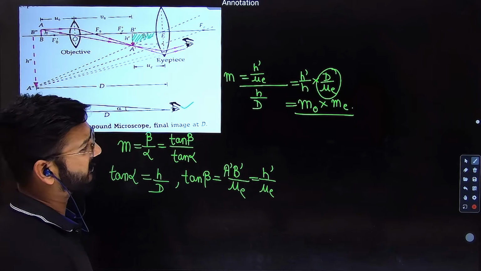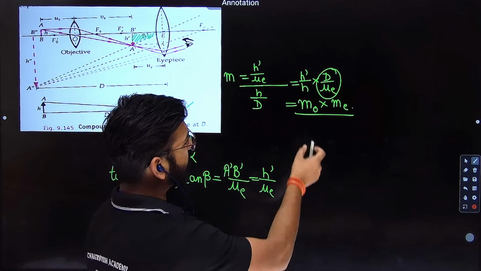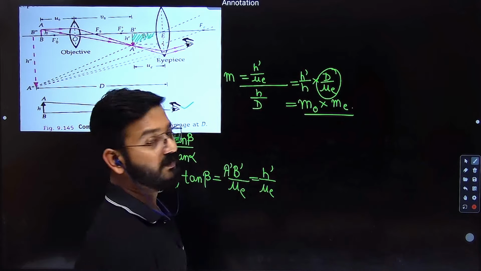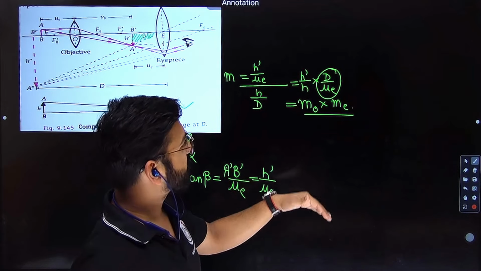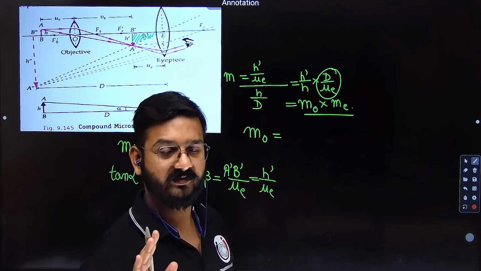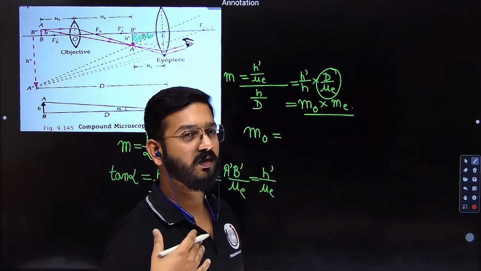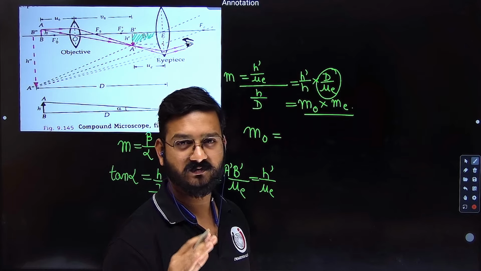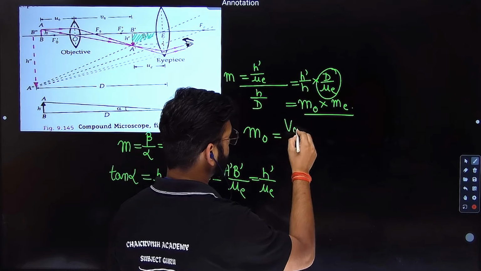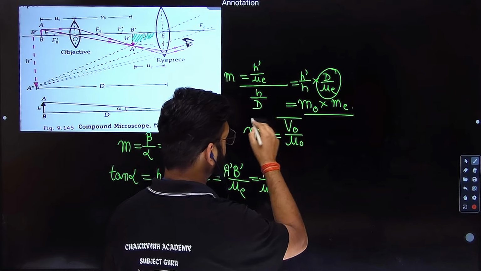Now what we will identify here is how to identify the expressions of MO and ME. Okay, students, let's write down the expression further. What can we write MO as? H dash by H, perfectly fine. But you can say that it will also be equal to image distance of the objective divided by object distance of objective. It will be V naught by U naught.